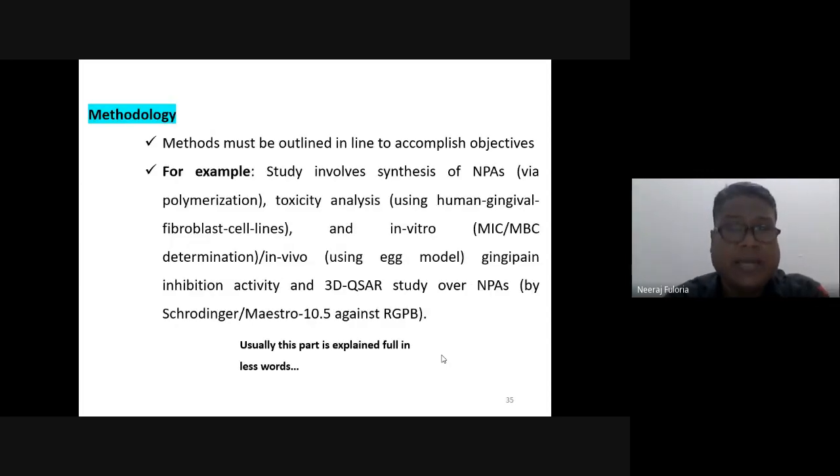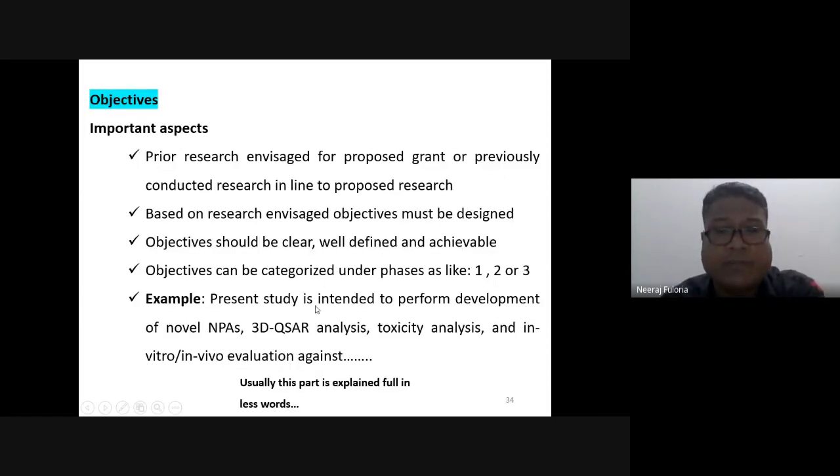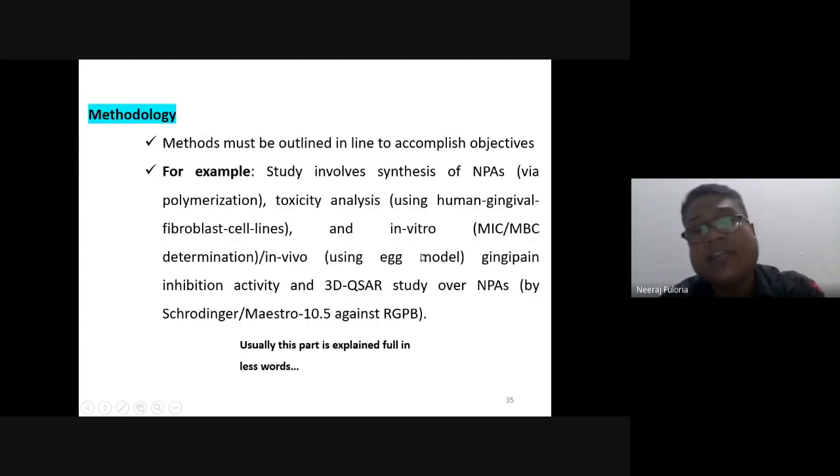Third is methodology. Again, I'm telling, it is not a whole proposal. Right now, I'm discussing the abstract only. So in methodology, methods must be outlined in a line. In a single line, you have to tell how you accomplish the objective. Let's say the study involves, as you told earlier in the objective, we want to perform development of this and that. So here we are telling it involves synthesis, toxicity analysis and so on, via polymerization, using human gingival fibroblast, using MIC, MBC, using the egg model. So we are telling how we are going to do it in short, in one line. This part is also explained in full, but in the fewest words.